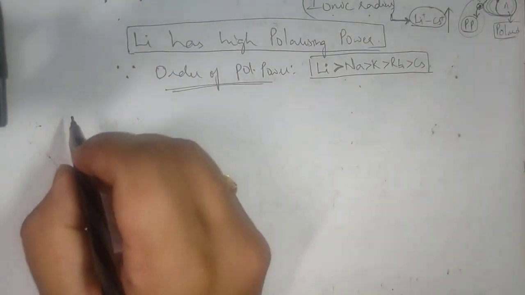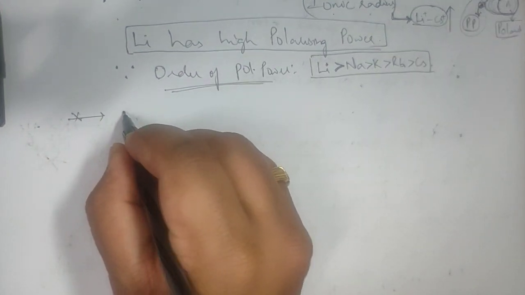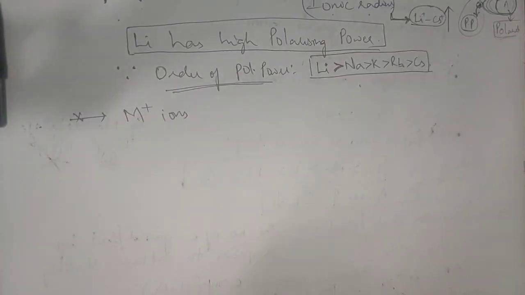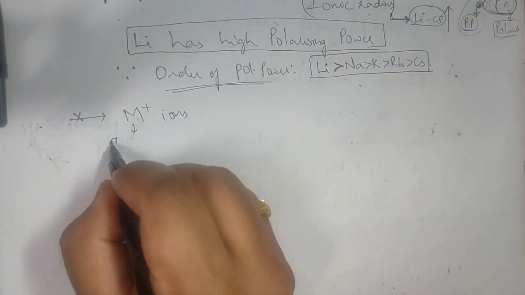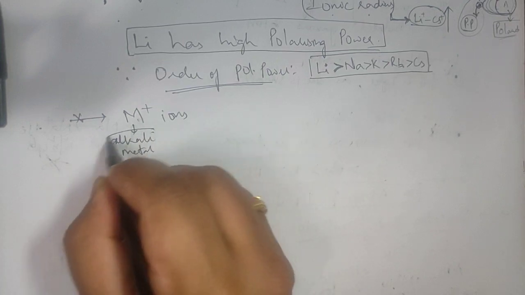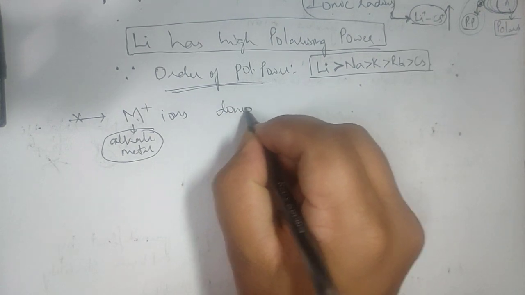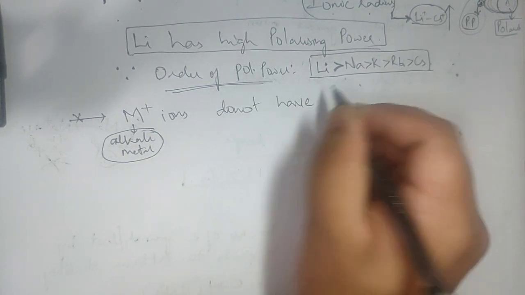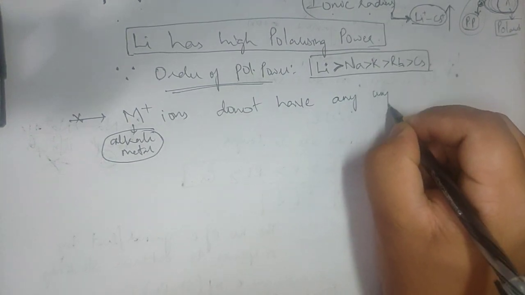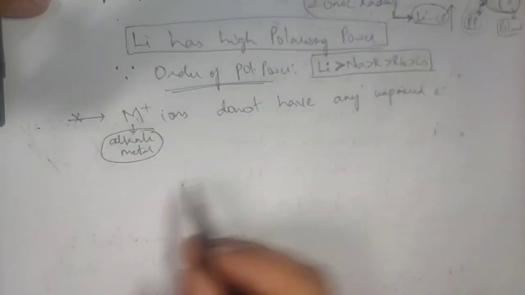Then, in the same point, let me also use another one, that is M plus ions, where M stands for alkali metals. So alkali metal ions do not have any unpaired electron. Why am I saying this point?